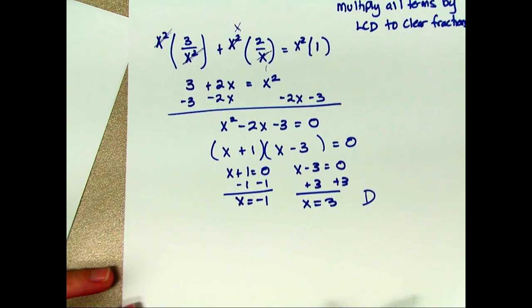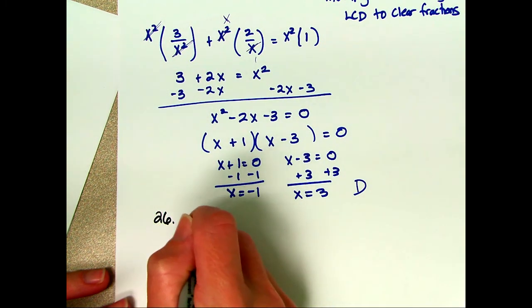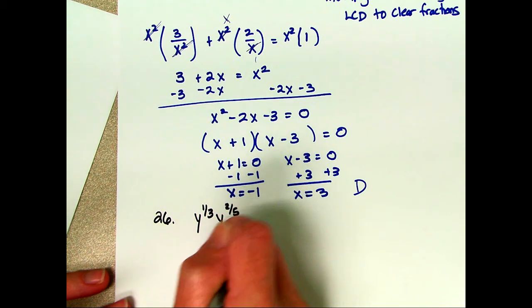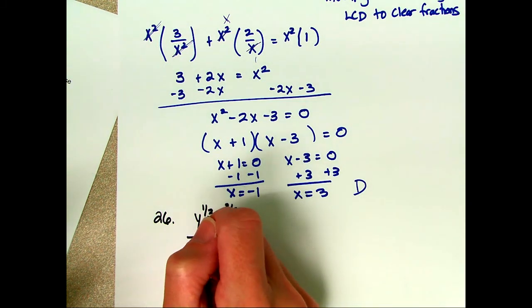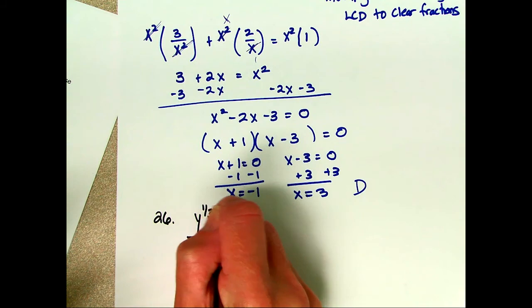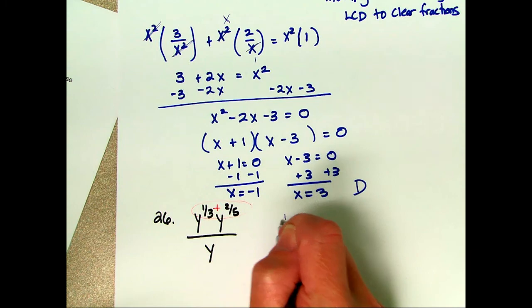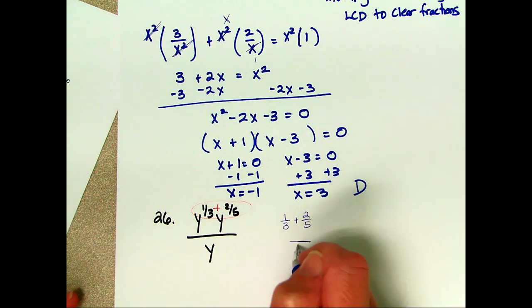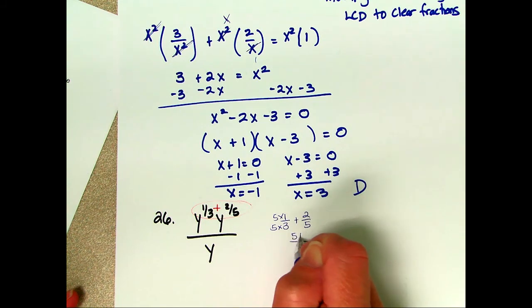Number 26, y to the 1/3 power times y to the 2/5 power, all over y. When you multiply, if the bases are the same, you add your exponents. So we're first going to add 1/3 plus 2/5. We have a common denominator of 15. Multiply by 5, 5 over 15 is 3, plus 6 over 15 is 11 over 15.